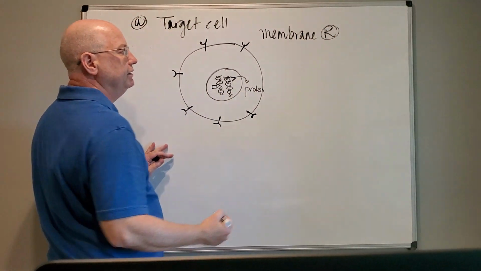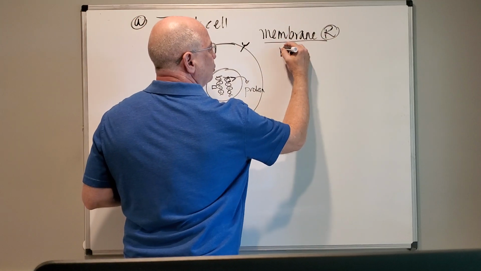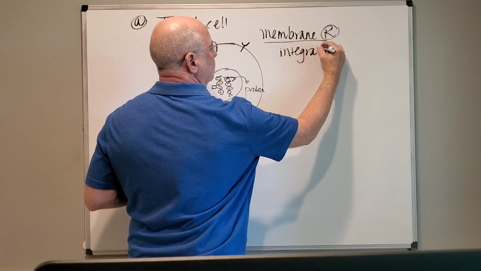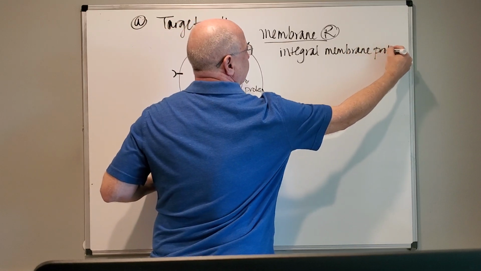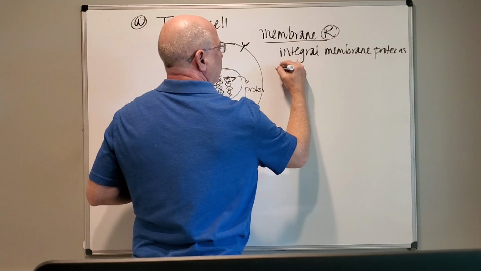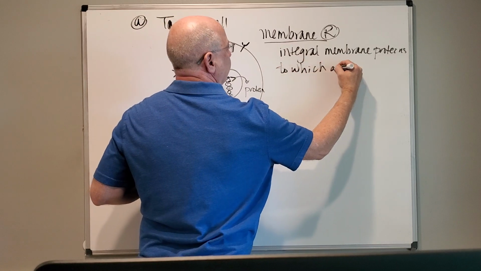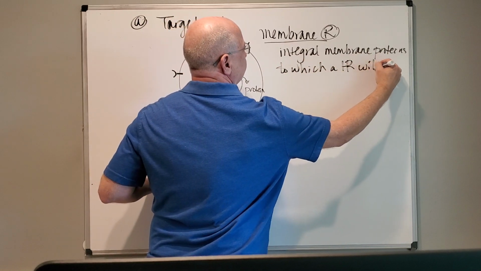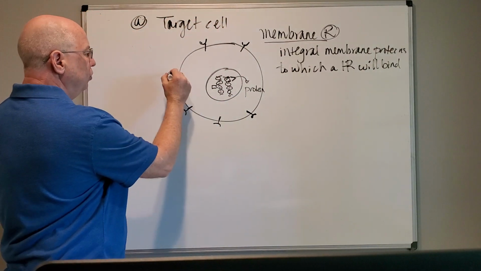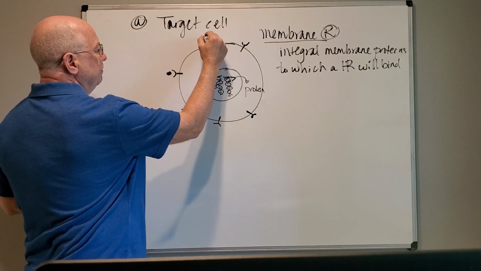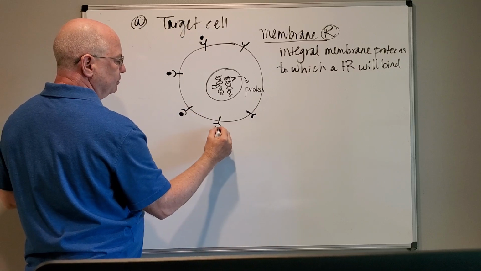I don't want to write it out every time. Membrane receptors are described as integral membrane proteins to which a hormone will bind on the surface of the cell. So the hormone, when it reaches here, can bind to a lot of these receptors.